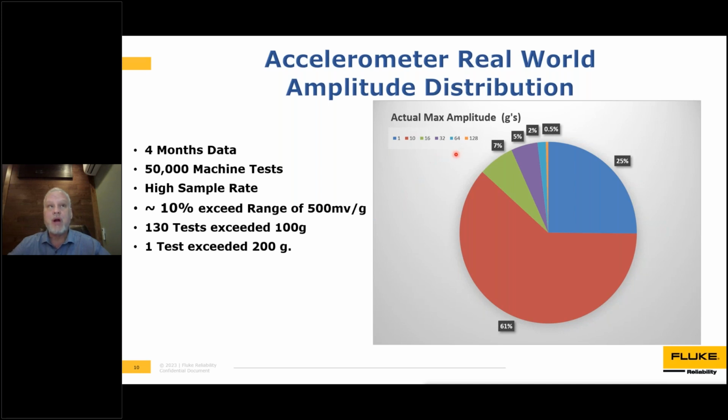So people are often surprised how much data comes in that is above the exceedance level of those 500 millivolt per G sensors.